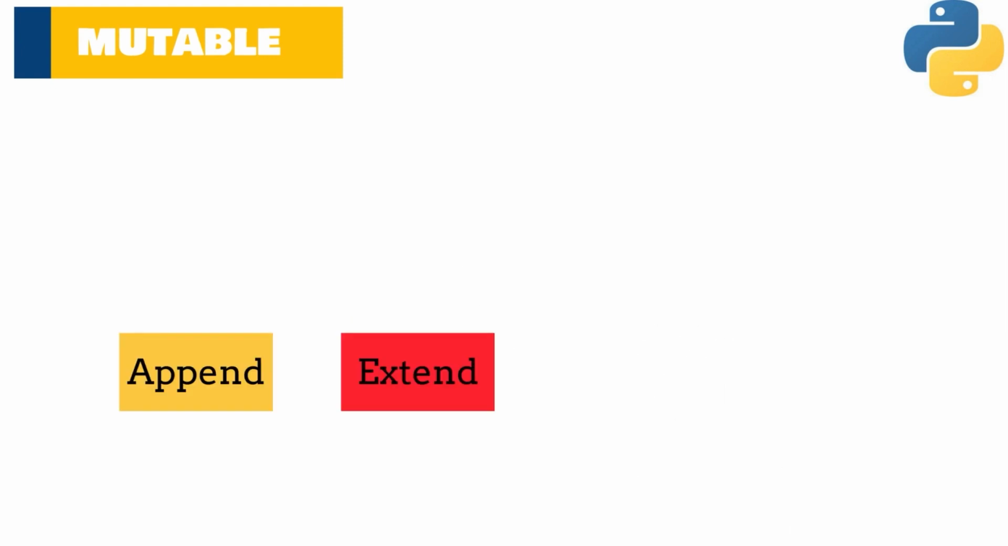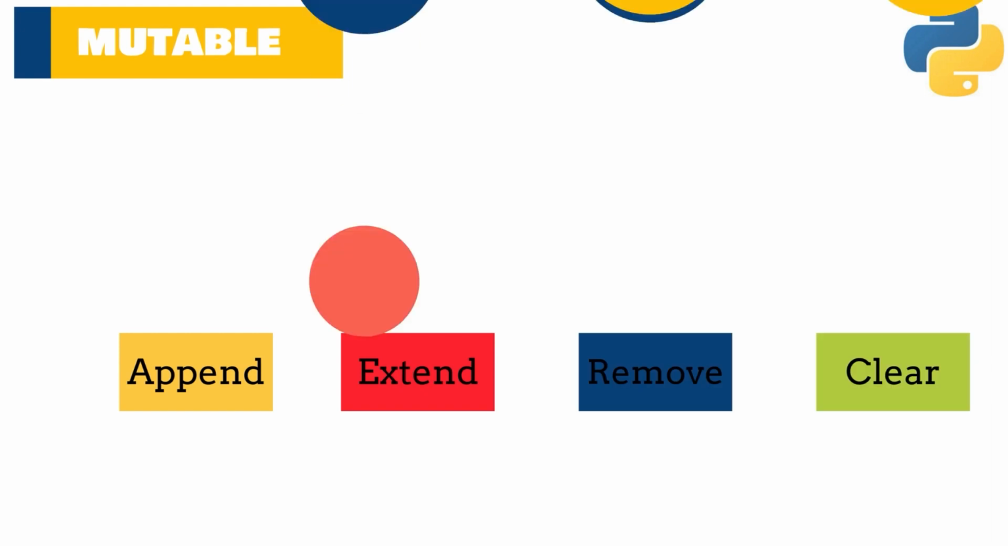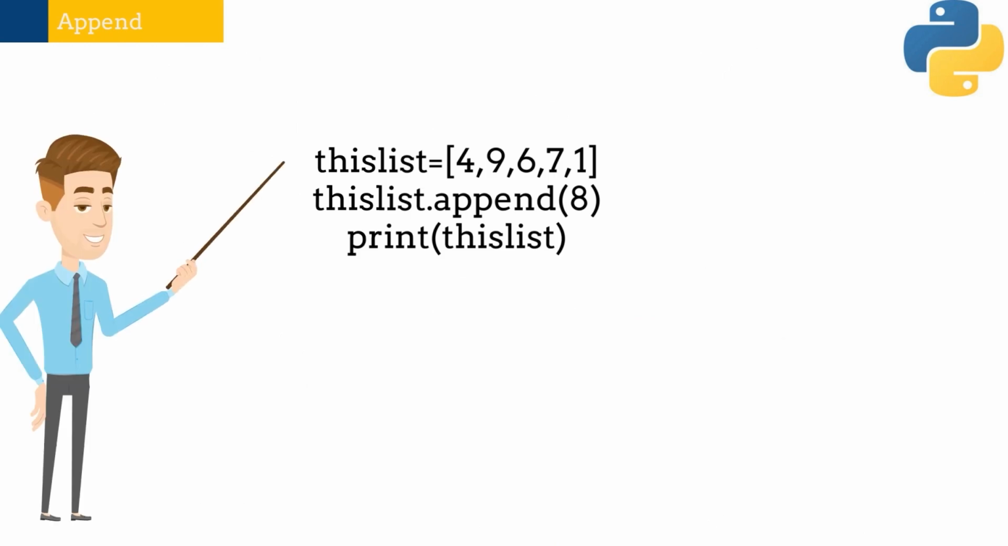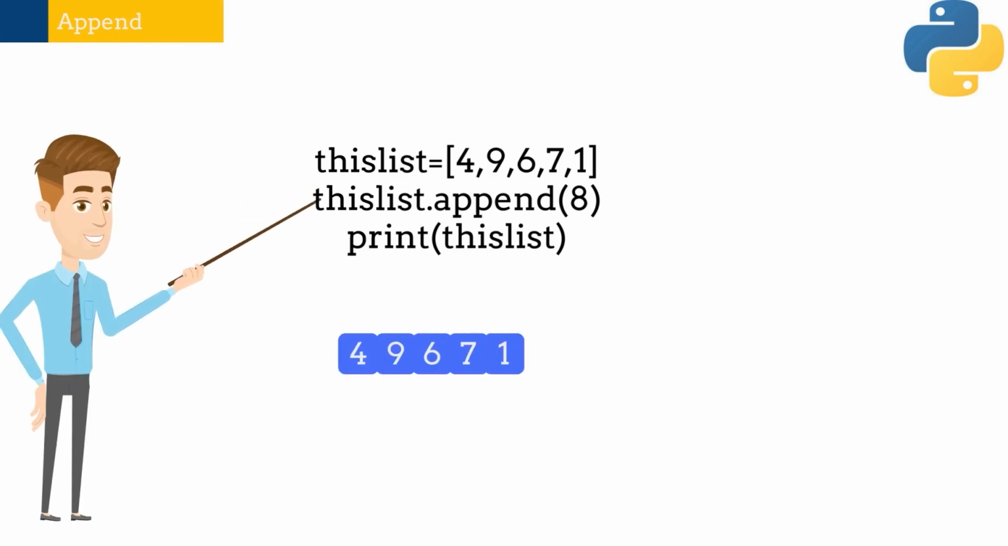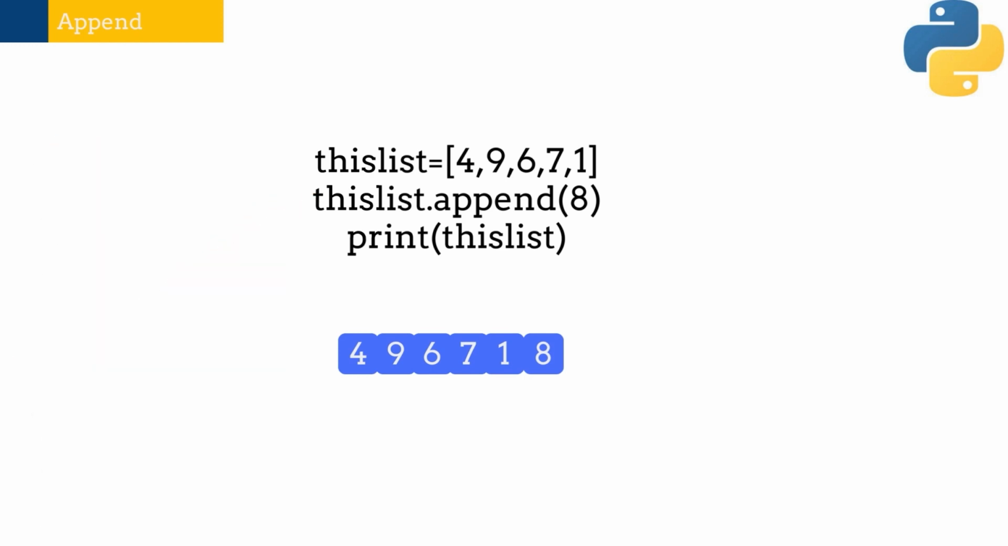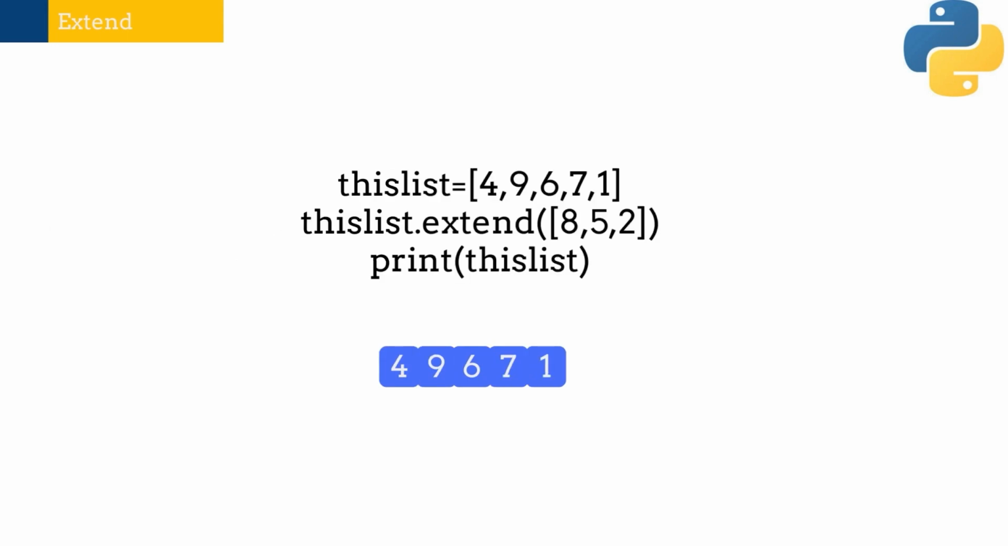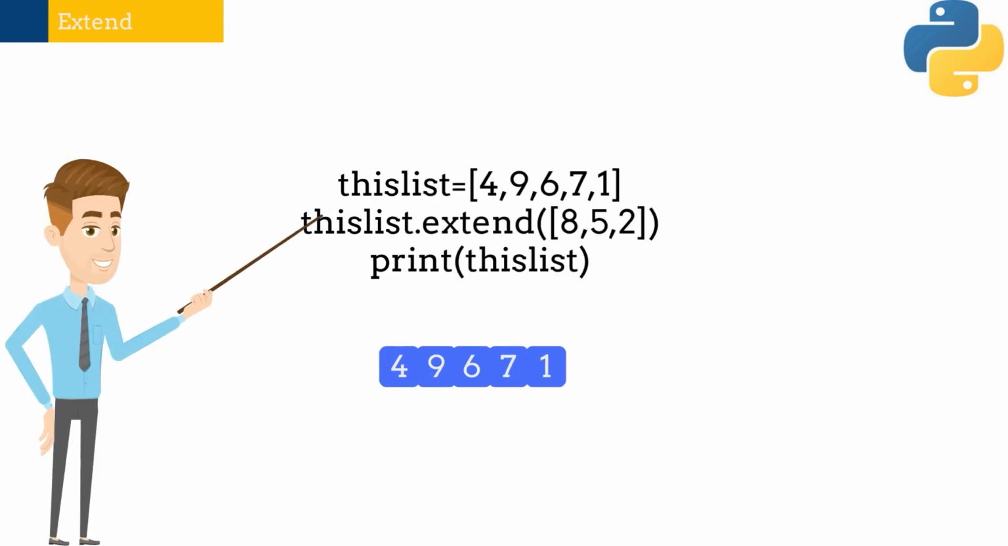Append, extend, remove, and clear methods. If you would like to add a single element to the Python list, then the append function is the best fit for you, and it always adds the value to the end of the existing list. Here we add the value 8 to the list, and we will see the list is updated. Whereas the extend method appends a series of elements from a collection or iterable. Here we used the extend function by adding a series of values to the list. Now look, the list is updated.